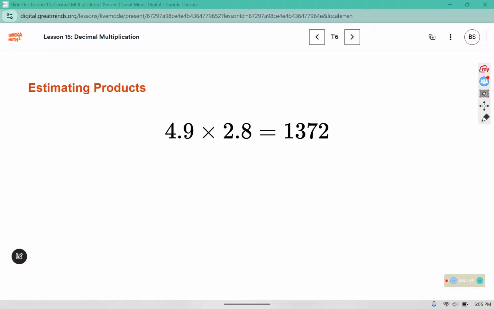Here, this equation is missing a decimal point. Our job is to estimate the product by writing the decimal point in the correct spot. We just estimated that this is about 15. So the decimal, should it go here, here, here, or perhaps at the end? To get a number that's about 15, we're going to put it in between the 3 and the 7 to get 13.72.